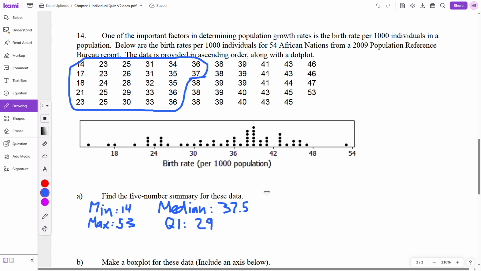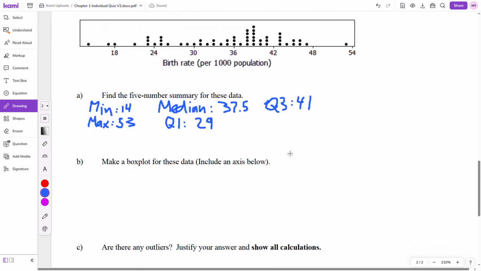Then Q3 will also be the 14th number, but in the upper half. So I go from here and I count 1, 2, 3, 8, 13, 14. So that's 41. And that's the 5-number summary. I'm done with that. Then they want a box plot.